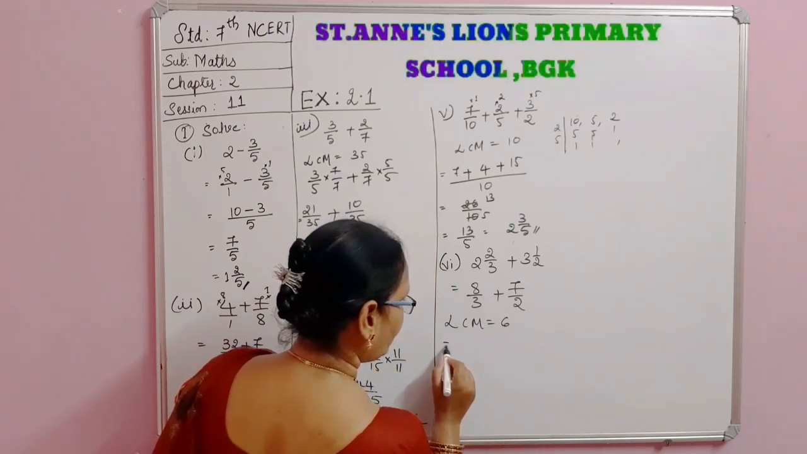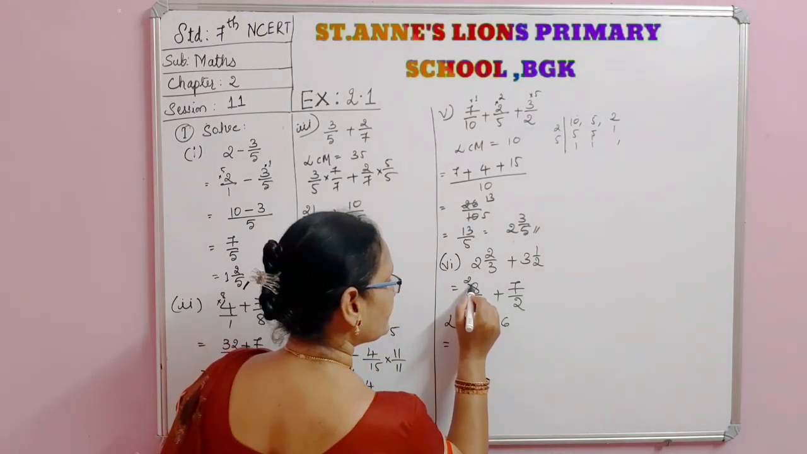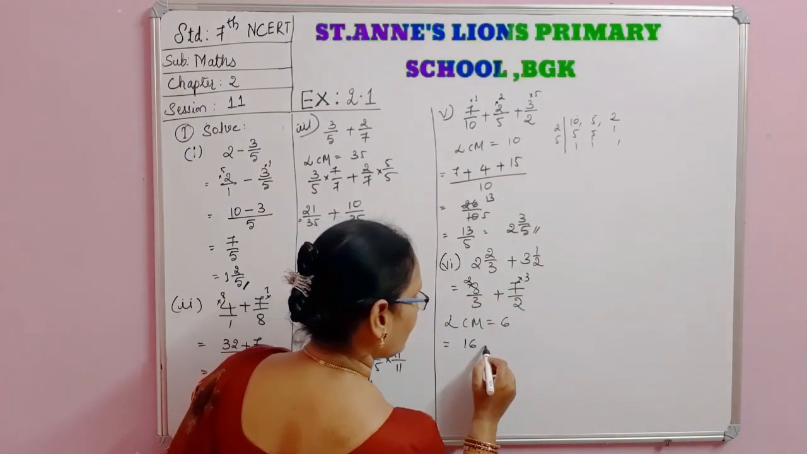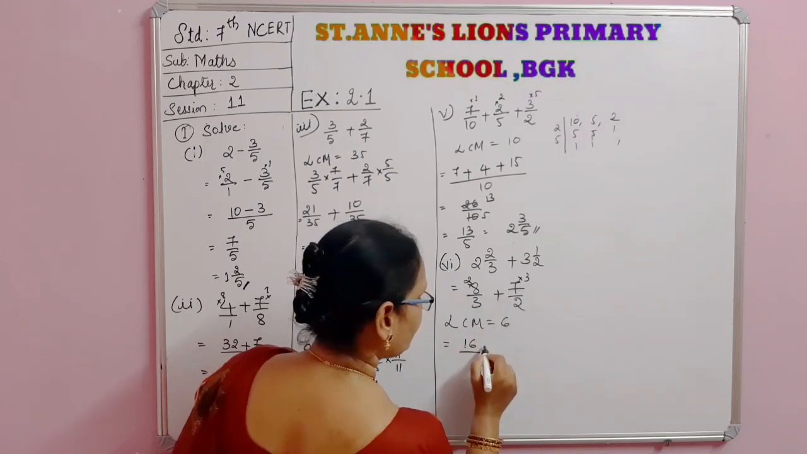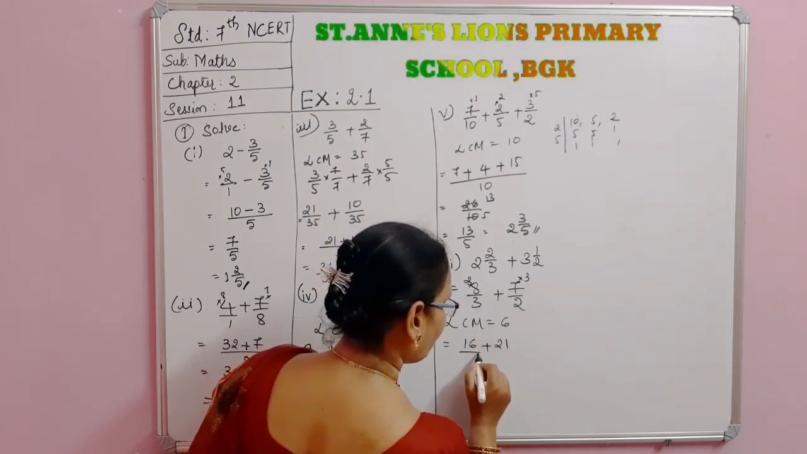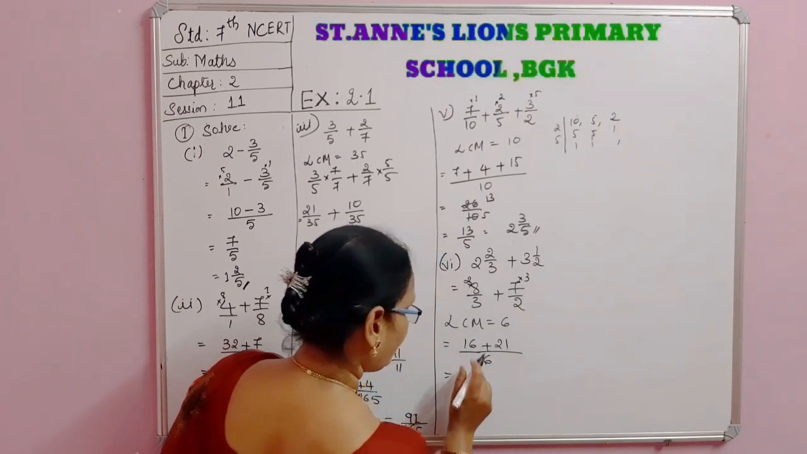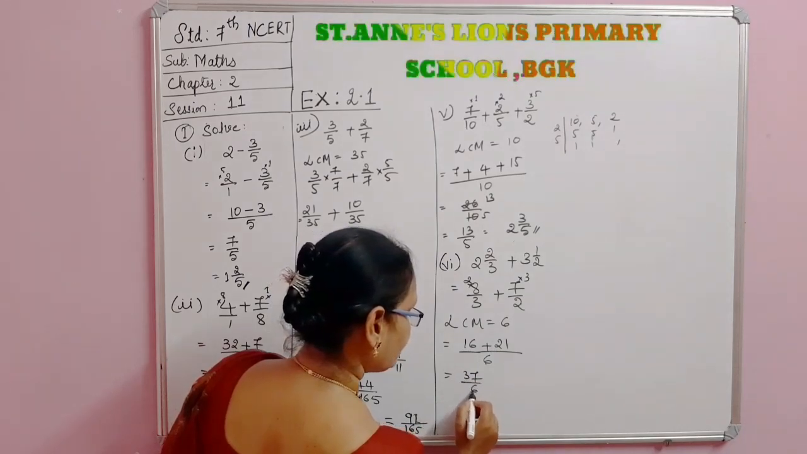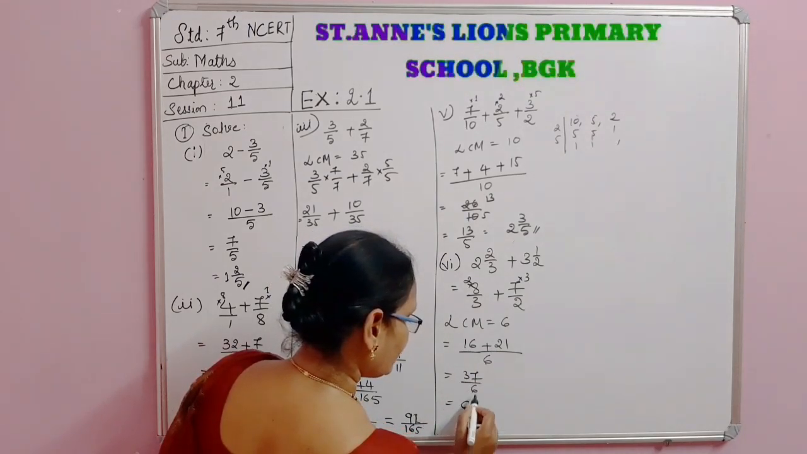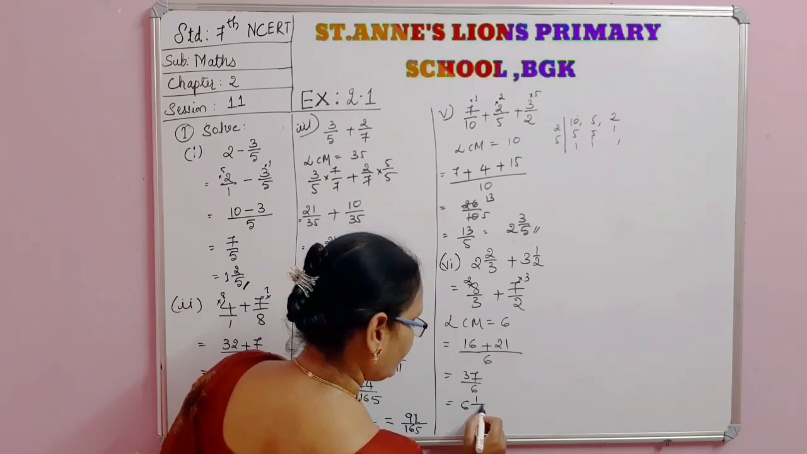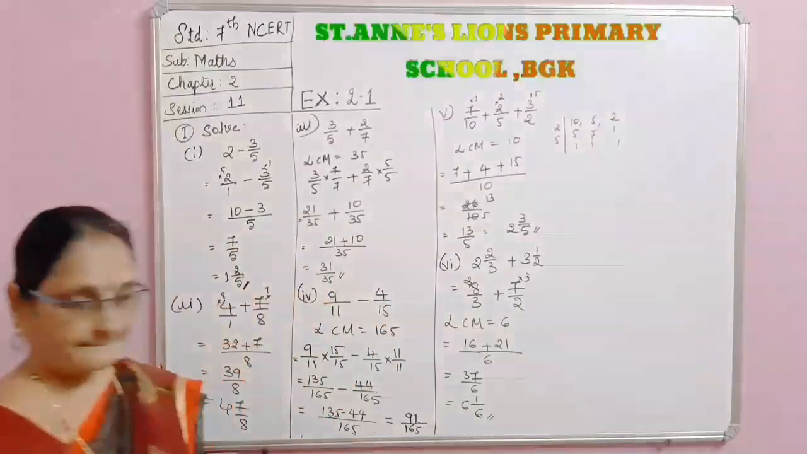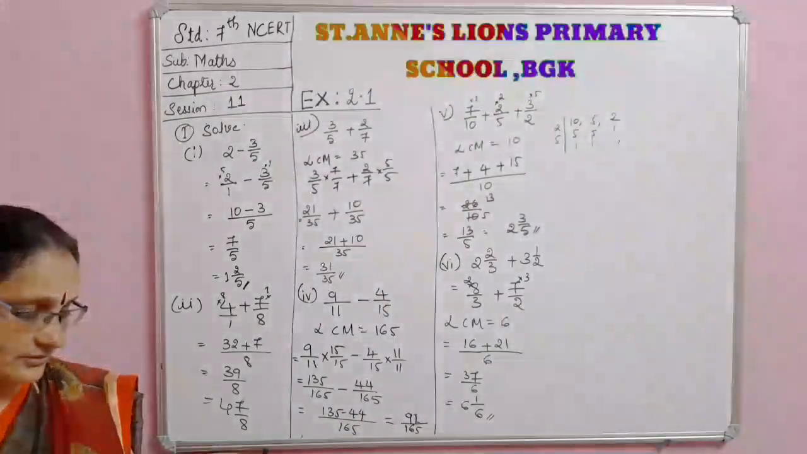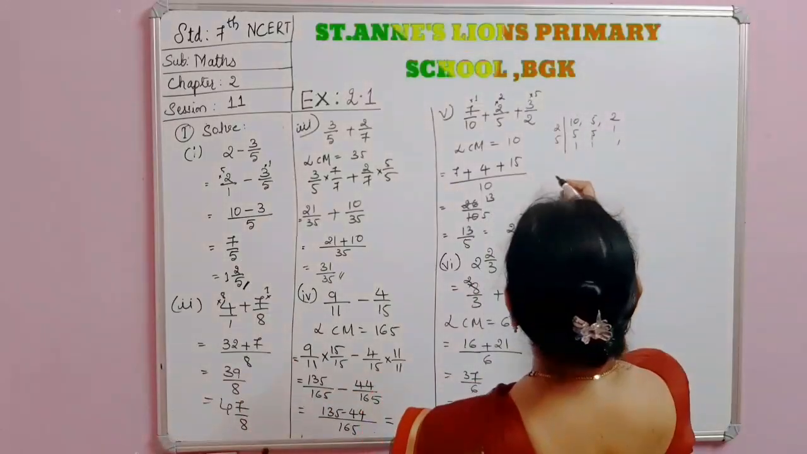Okay. So now how to write? 3 2s are 6, 2 3s are 6, 2 8s are 16 by 6 plus 7 3s are 21 by 6. Common denominator is 6. 37 by 6. This is 6 integer, 6 6s are 36, 1 remained. 1 by 6 is the answer. So this is the method. Different problems are there, so you are learning the different methods here.